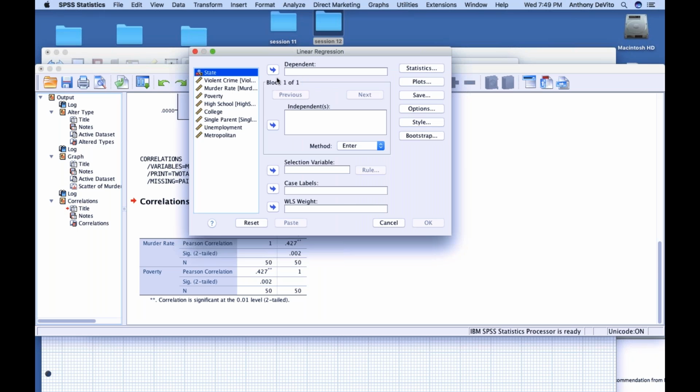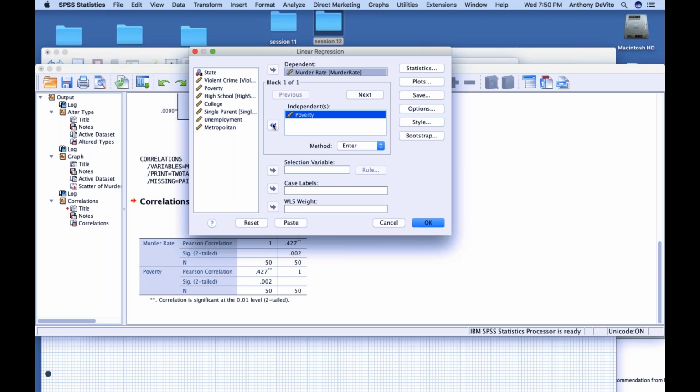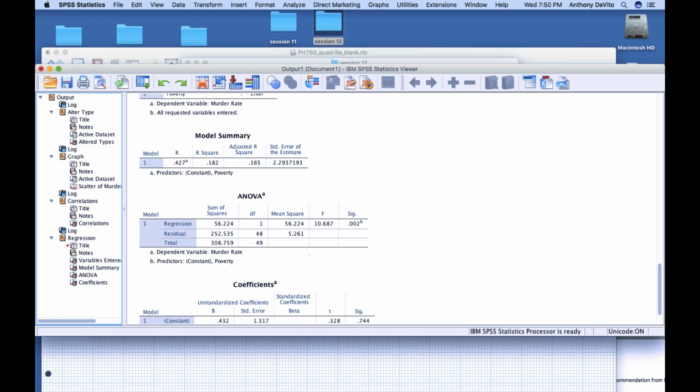And let's see, the dependent variable, the predicted variable, the one that we're trying to predict, is the murder rate. And we're trying to predict it based on the independent variable or the predictor variable, which is poverty. This is the predictor, this is the predicted. This is the independent variable, the dependent variable. I'll click OK. Now see what we wind up with here.